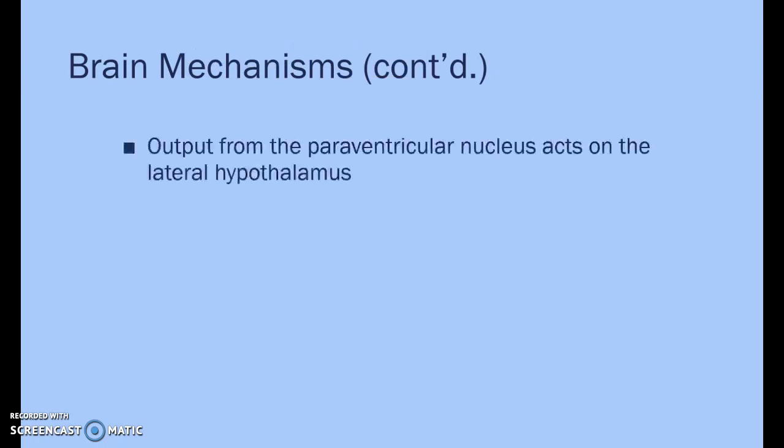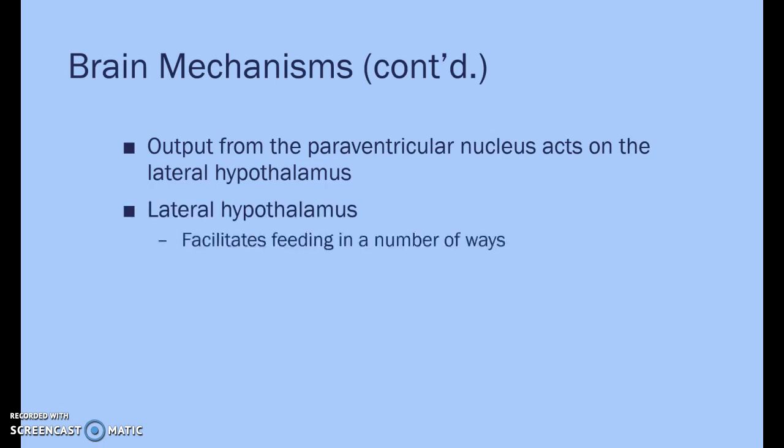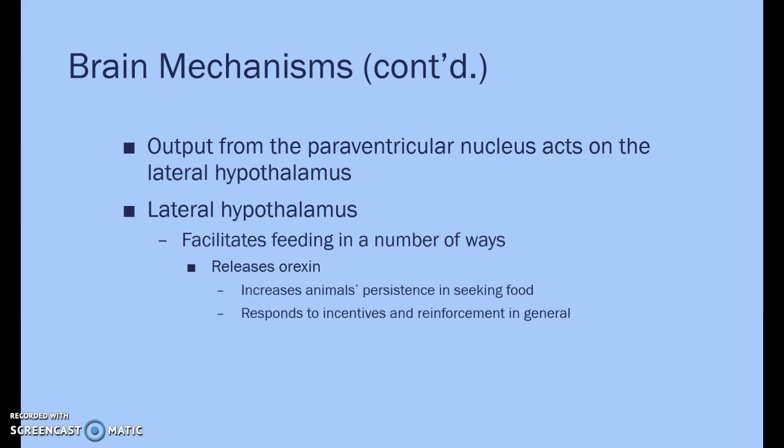Output from the paraventricular nucleus acts on the lateral hypothalamus. We mentioned before the lateral hypothalamus is very much involved with facilitating feeding. It releases orexin, which increases animals' persistence in seeking food, as well as responds to incentives and reinforcement in general. You can think about how sometimes, even if you're not hungry, you'll eat if it's rewarding. Even if you're not hungry and somebody presents you something really pleasant, like a hot fudge sundae or anything chocolate really, you're just like, oh, chocolate, and it is reinforcing, so you'll go ahead and eat.